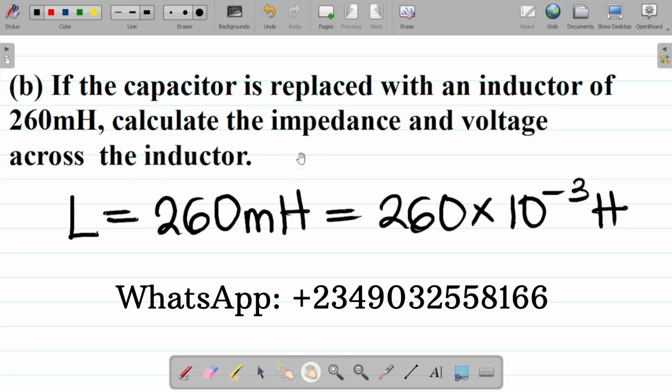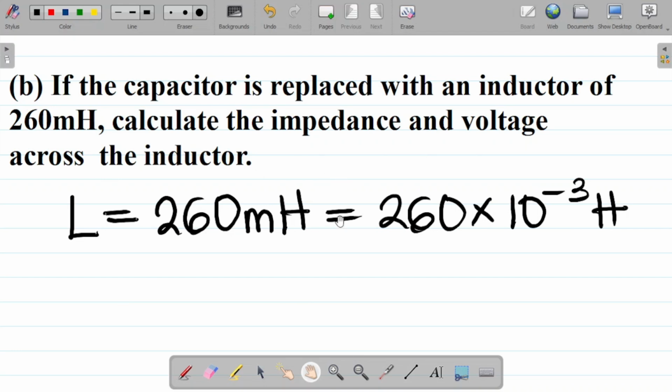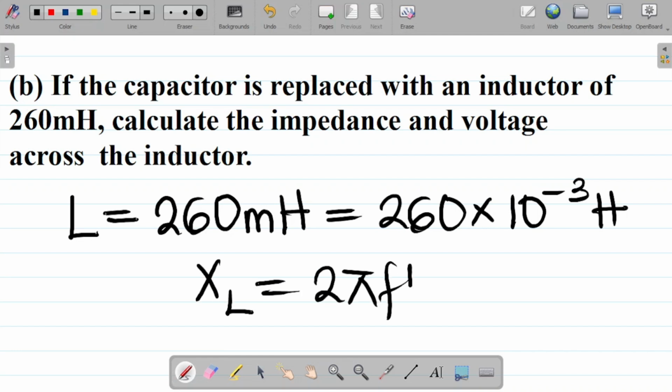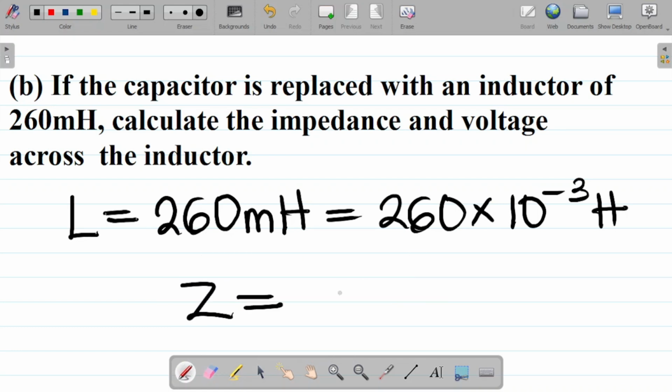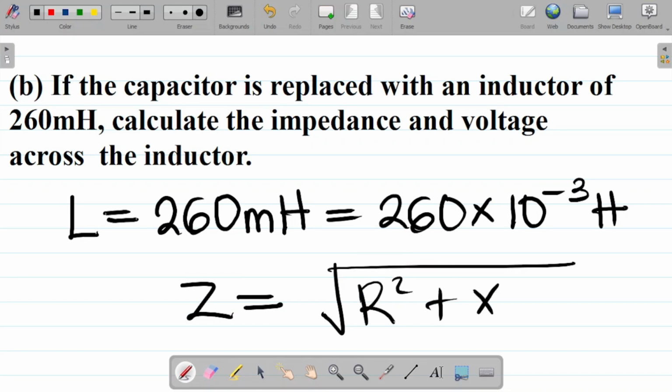We are asked to calculate the impedance and the voltage across the inductor. The difference between impedance and reactance is that if I'm asked to find reactance, that would be XL, and this is equal to 2 pi FL. If I'm asked to find impedance, that becomes Z. So Z is equal to the square root of R squared plus XL squared. This is the formula for finding the impedance of the circuit.